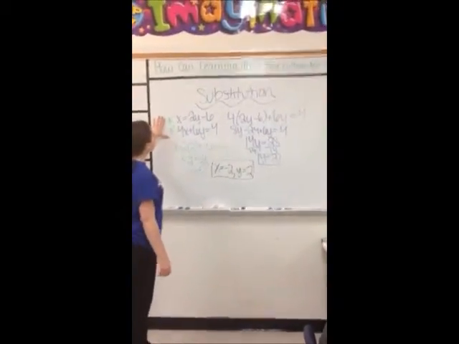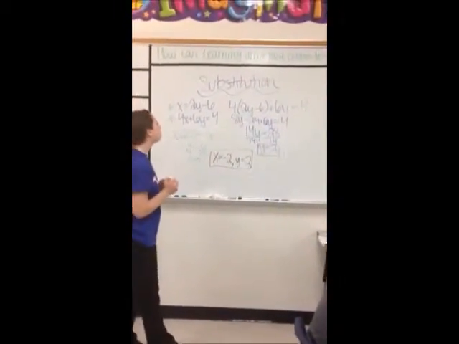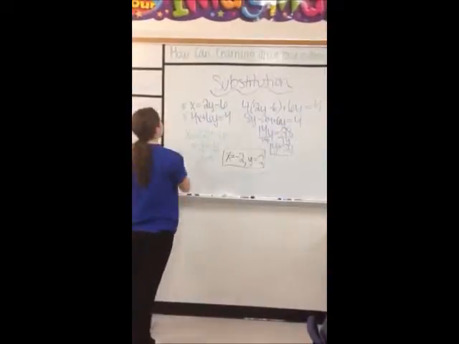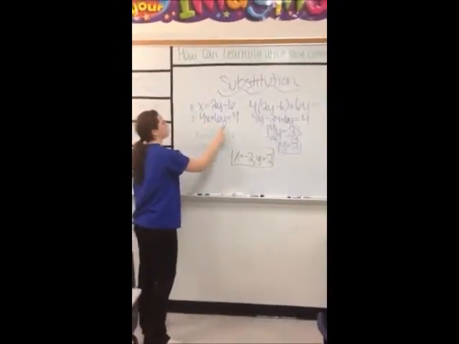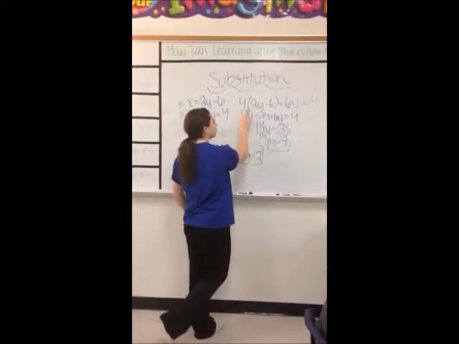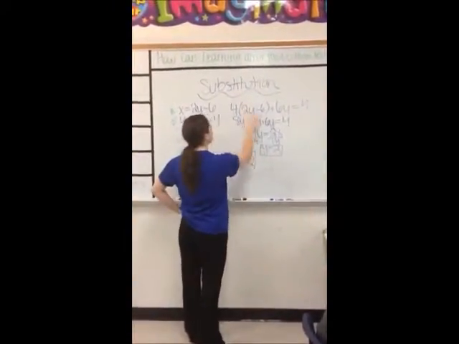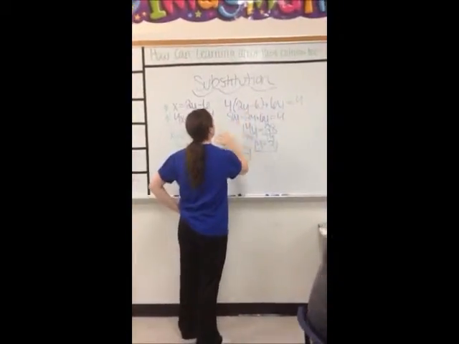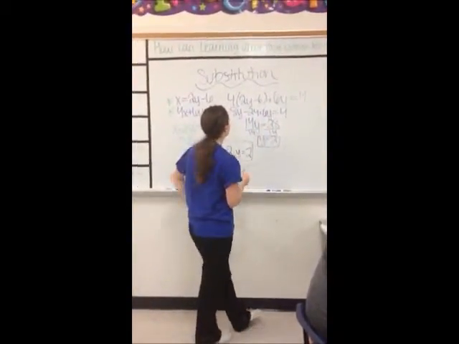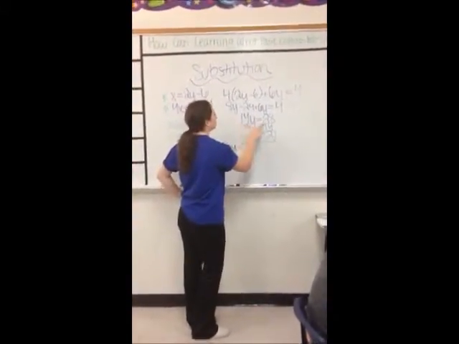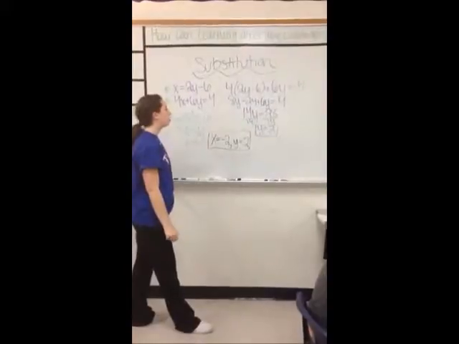You have 2 equations, x equals 2y minus 6, and 4x plus 6y equals 4. So you have x equals 2y minus 6, so you can plug that in for the x in this equation. So it's going to be 4 times 2y minus 6 plus 6y equals 4. You distribute the 4, and get 8y minus 24 plus 6y equals 4. And then you end up getting 14y equals 28, and you divide by 14, and you get y equals 2.